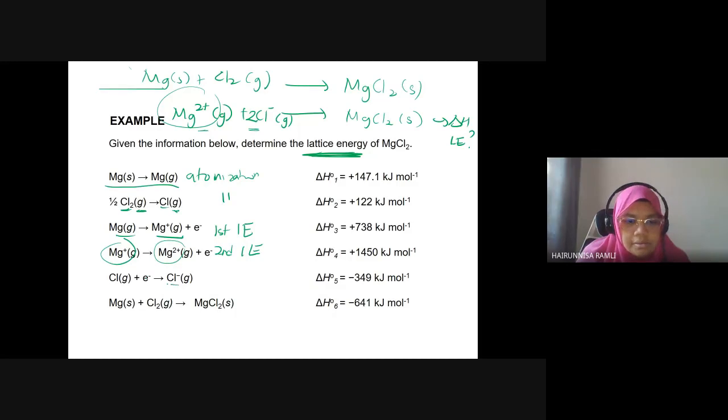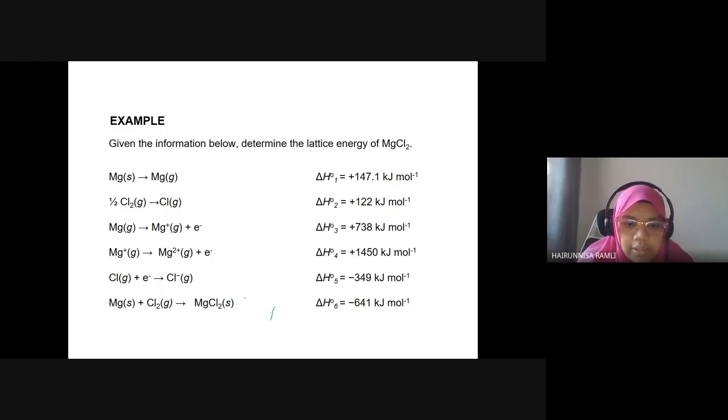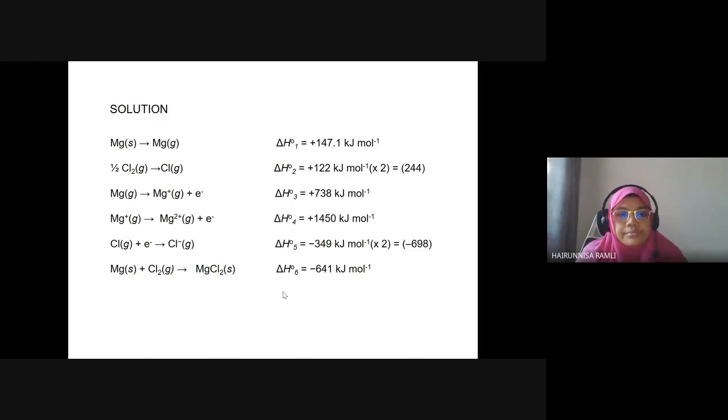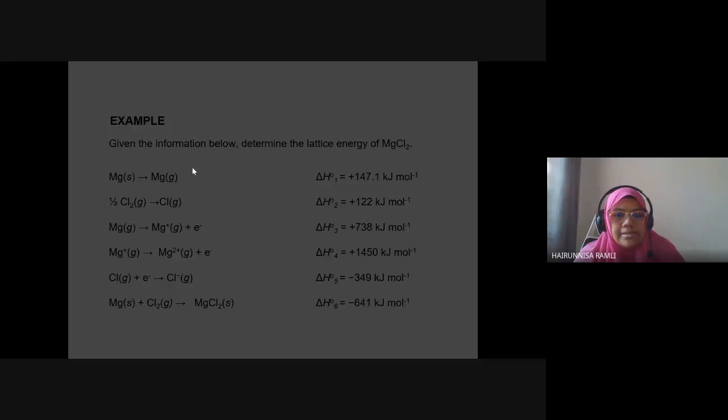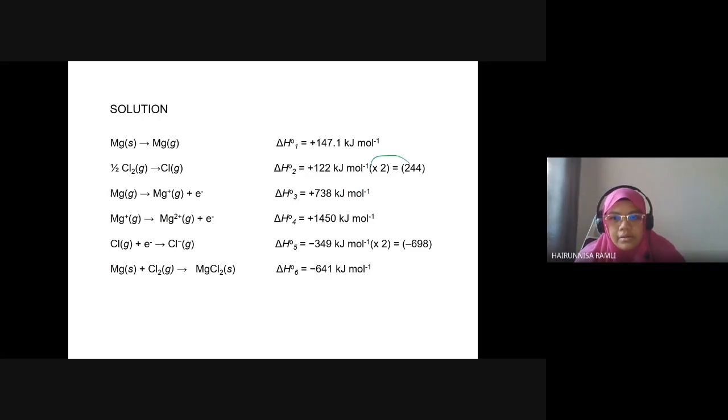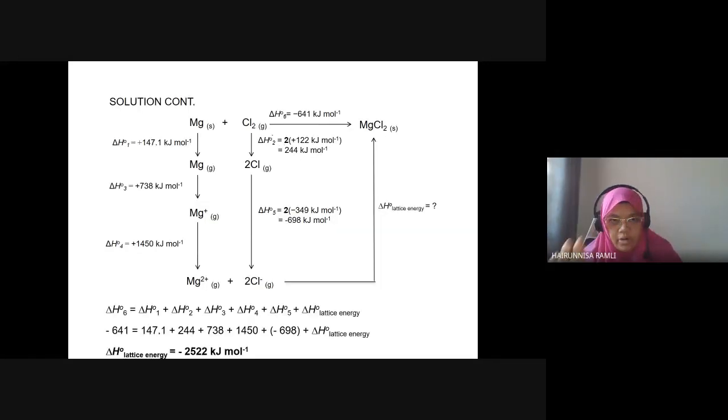Okay, so now, what is this? This is EA. Sama jugalah eh, EA pun kalau you ada dua, first EA, second EA, you have to be specific eh. And then what is this? The last one is delta HF, formation eh. Allah, terpadam pula eh, formation. Okay, so, kalau you tengok kat sini, it's a little bit complex when tiba-tiba je dia kena darab dua. Okay, so saya tak suka untuk saya explain on this part first. Okay, saya lebih suka kita pergi dulu pada Born-Haber cycle.